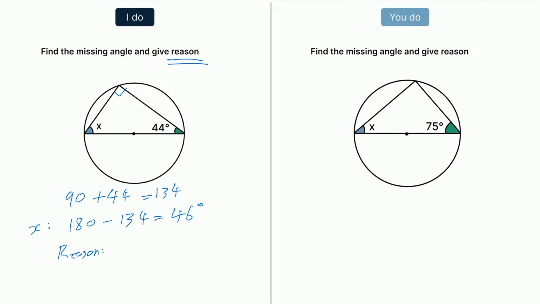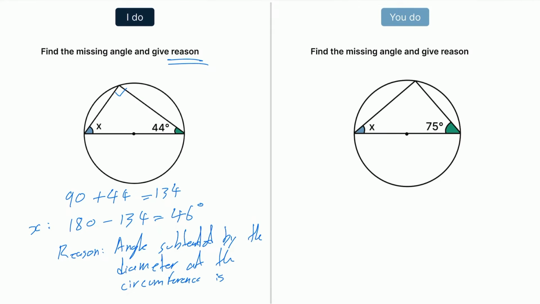So the reason here is that the angle subtended by the diameter at the circumference is 90 degrees, okay?